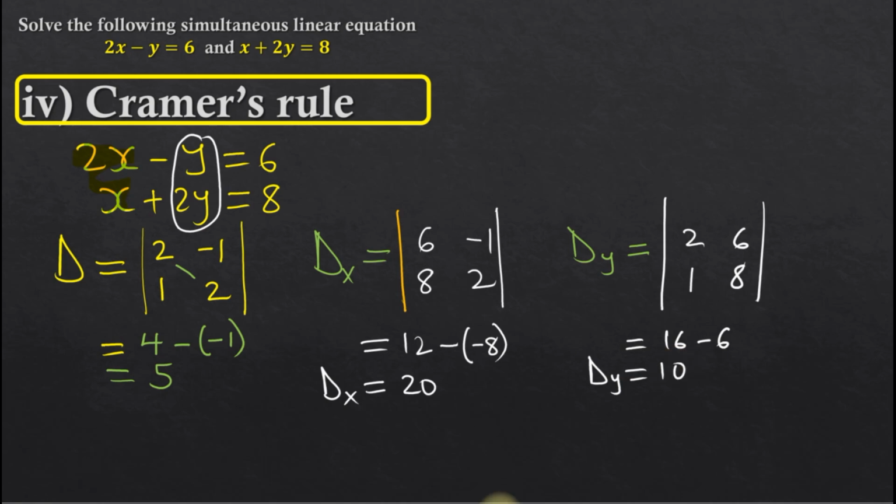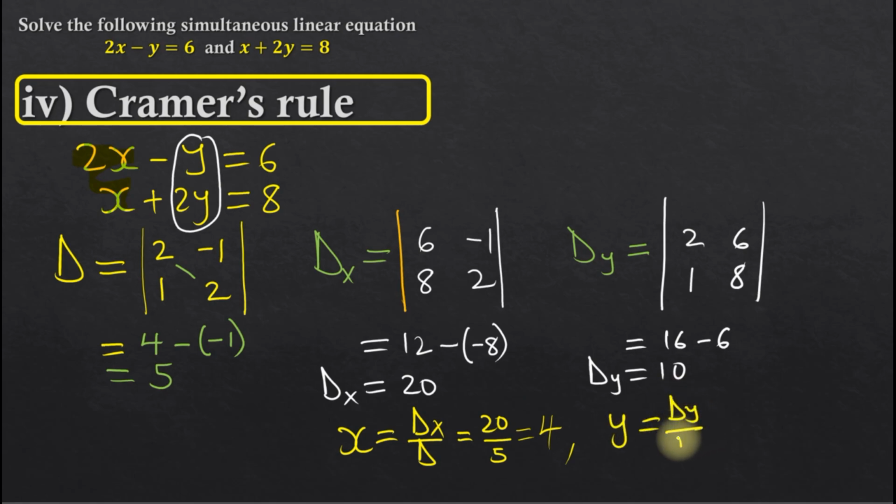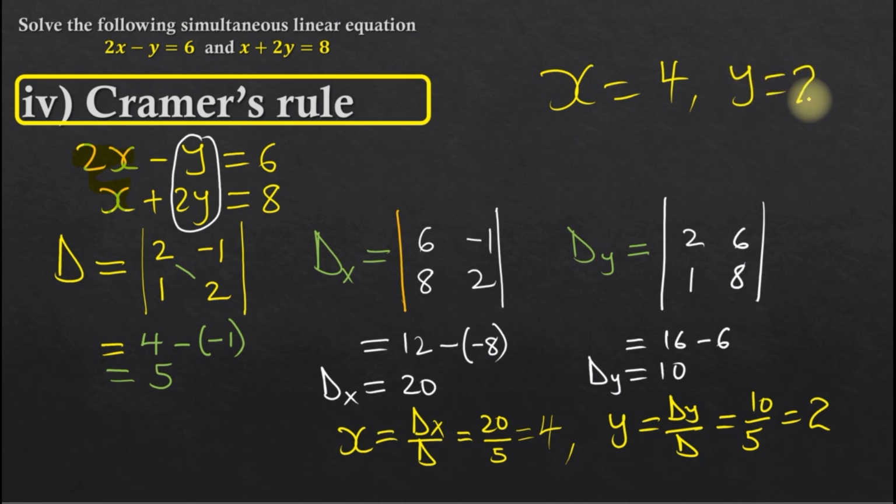To get the value of x, I'll take dx divided by the determinant d, and dx is 20 and d is 5, so x is 4. To get y, I'll take dy divided by d, and dy is 10 and d is 5, so y is 2. So we end up getting x as 4 and y as 2. That is using Cramer's rule.